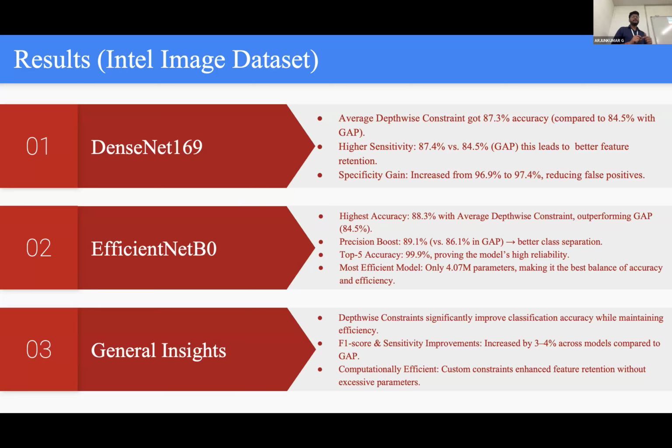The accuracy goes to 88.3% with the average depth constraint, outperforming the gap layer. Similarly, precision is 89.1%, top one accuracy is 99.9%, and it is the most efficient model. It is the most efficient model because the parameters are much fewer, only 4.09 million.